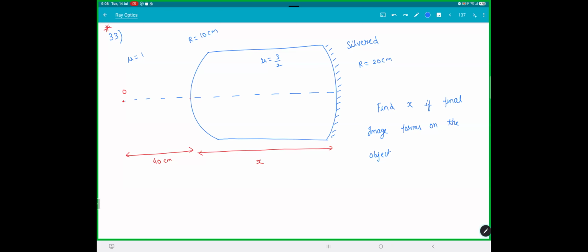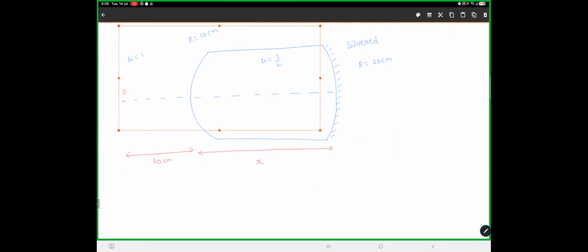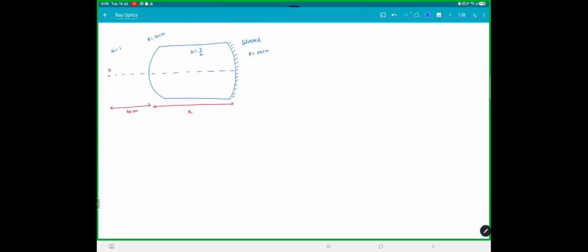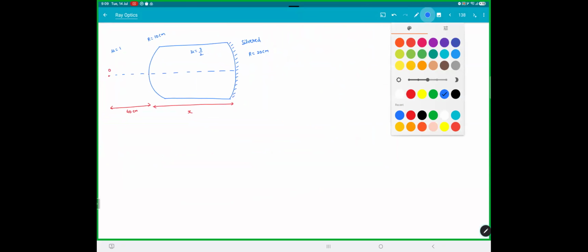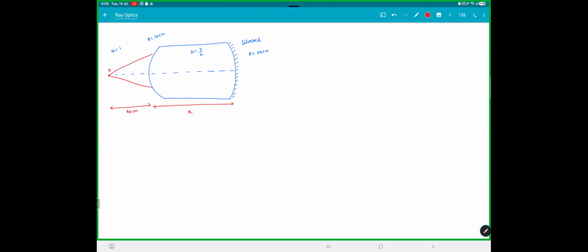Think. I'll give another 30, 40 seconds, and I'll show you. Right, Samyak. So first, let's do the first refraction. The light rays are going from here and they hit here and they'll form an image somewhere here. So let's find that.